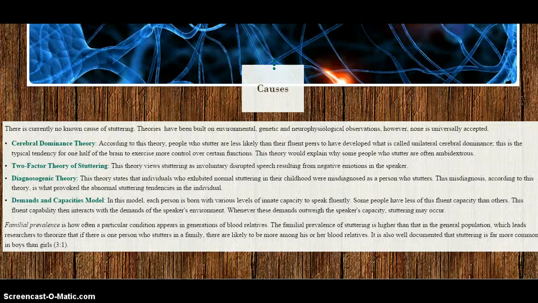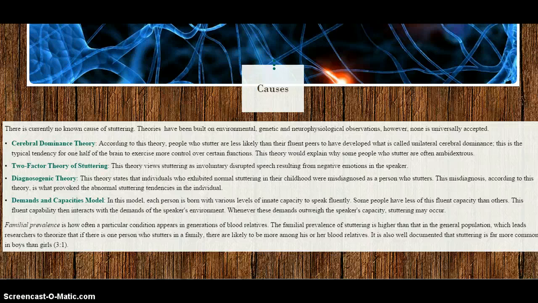There's the cerebral dominance theory. According to this theory, people who stutter are less likely than their fluent peers to have developed what is called unilateral cerebral dominance, which is the typical tendency for one half of the brain to exercise more control over certain functions. So this theory would explain why some people who stutter are often ambidextrous.